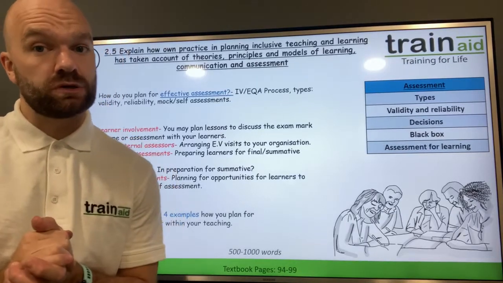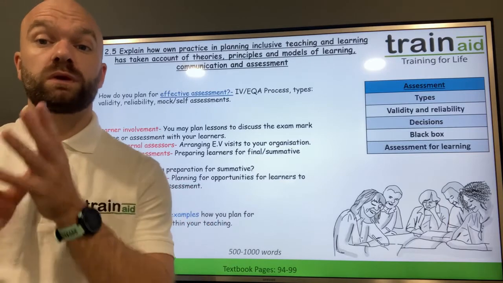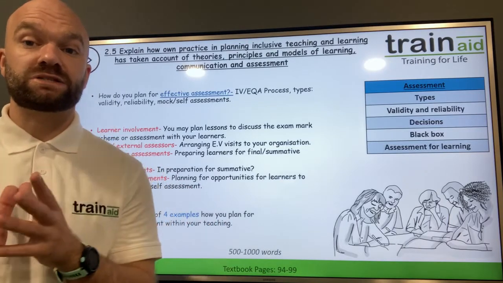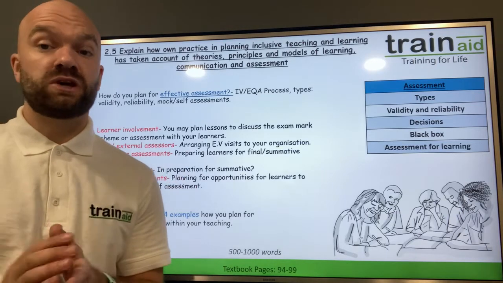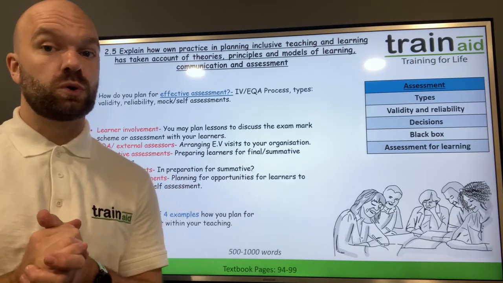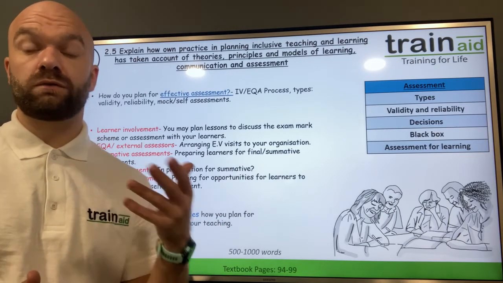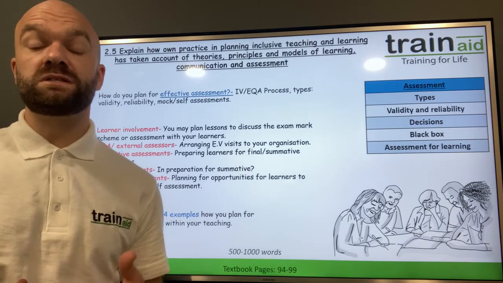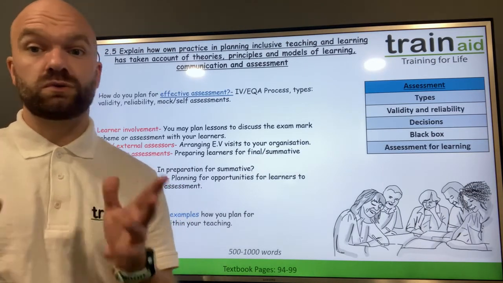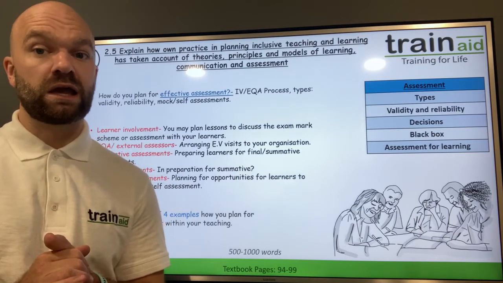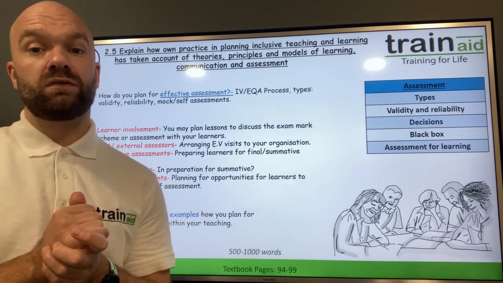Our final section on criteria 2.5 is looking at how we plan for effective assessment within teaching and training. Within teaching, whatever stage of your course or qualification, you will experience assessment, whether that's formal, informal, formative, and also summative as well. So assessment happens throughout your course, okay? And for this assignment question, we're looking at how you plan for effective assessment.